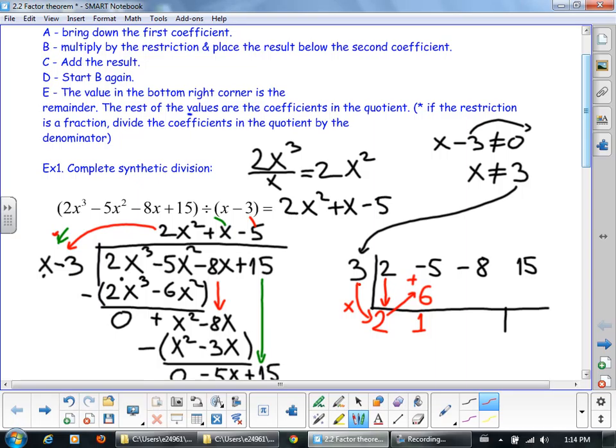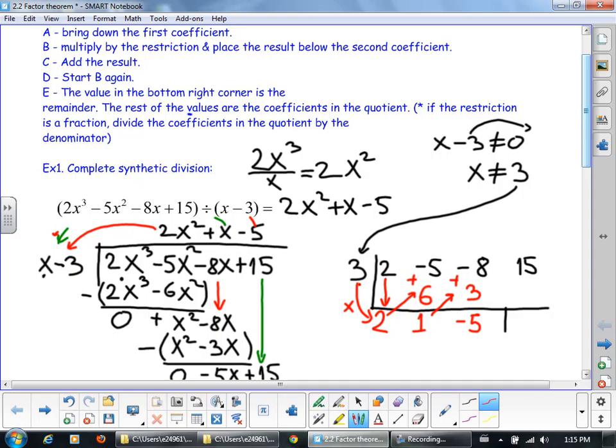So we're going to take our restriction, which is 3, we're going to multiply it with 1, and we're going to write the result under negative 8. So 3 times 1 is 3, and we're going to write it just under negative 8. And we're going to add again. So negative 8 plus 3 will give us a negative 5. So far so good. And we're going to repeat this cycle one more time.